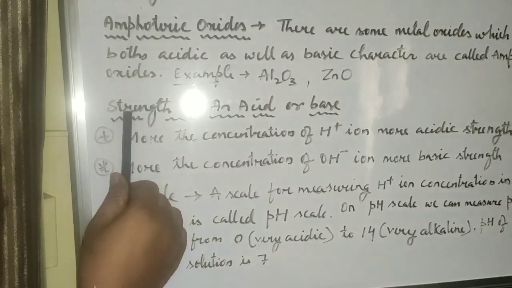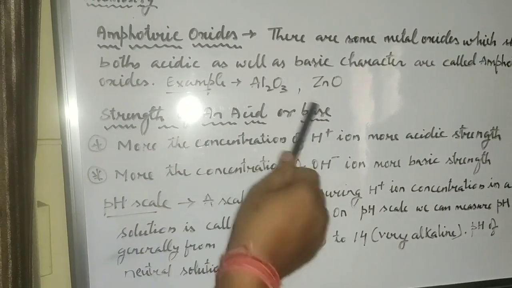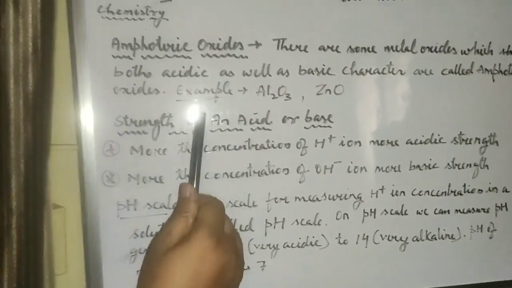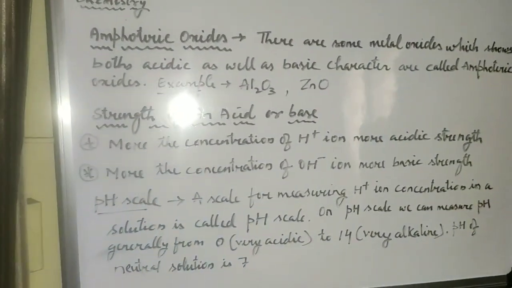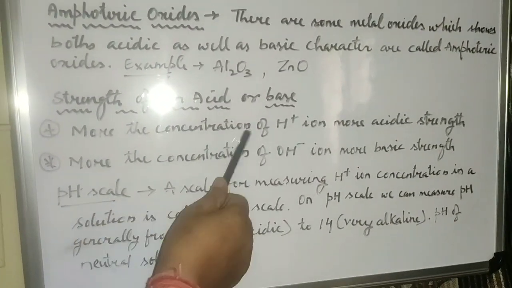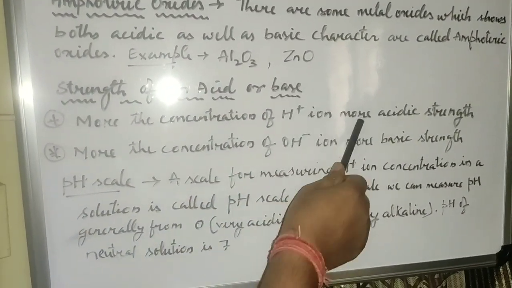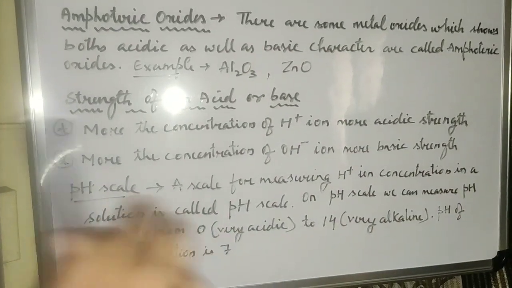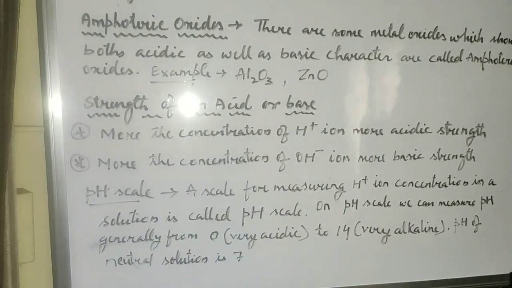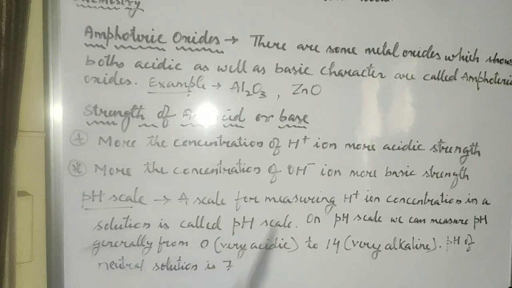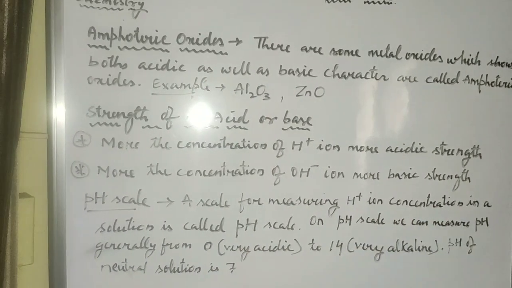Now, move on to the next topic, that is strength of an acid or base. How can we check whether the acid is strong or weak? For this, the more the concentration of H+ ion, the more the acidic strength. That means if the concentration of H+ ion is more, then the acidic character will be more. Similarly, the more the concentration of OH- ion, the more the basic strength.